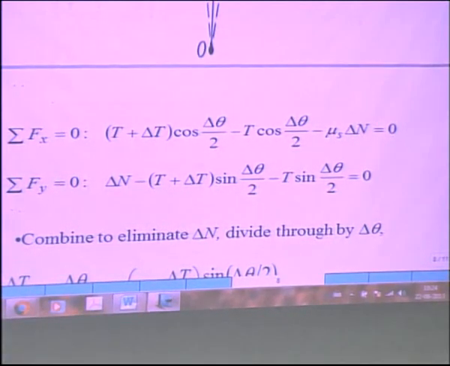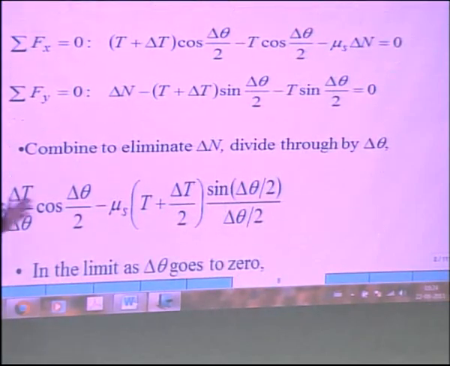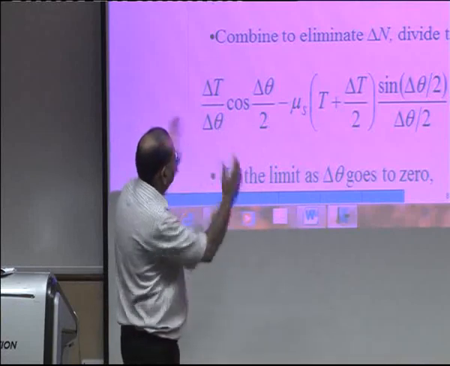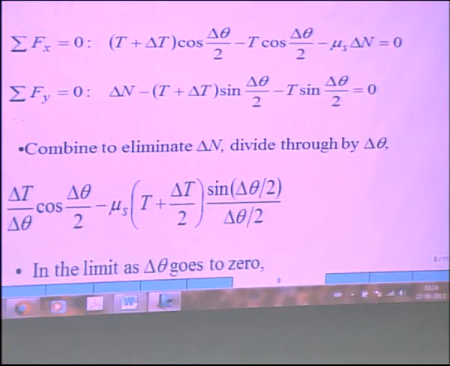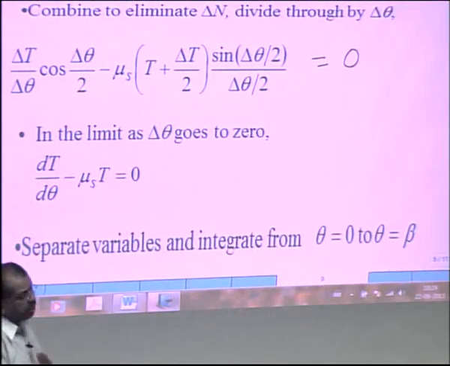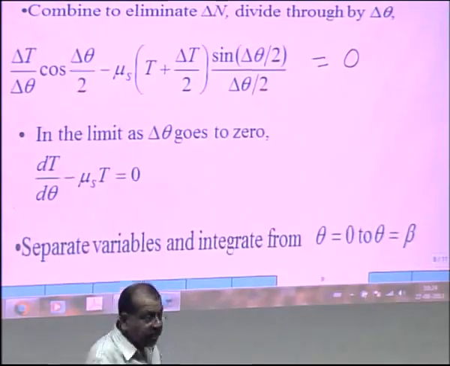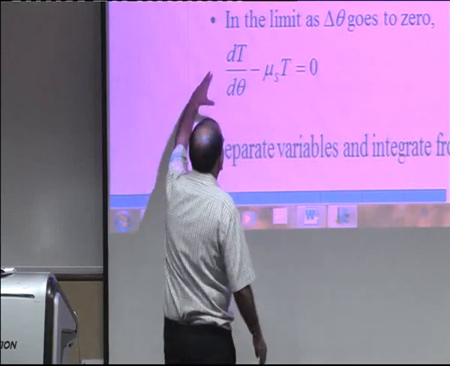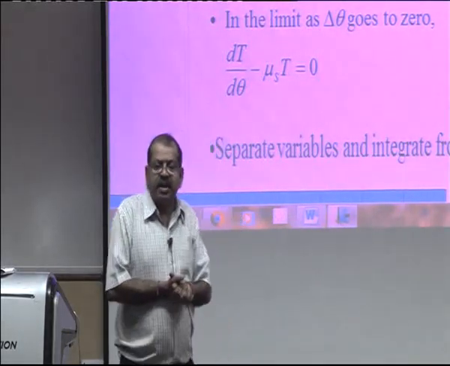So we get the value of delta N, and that delta N is fed into the first equation. When we do that, what we get is delta T cosine delta theta by 2 is equal to mu s times T times delta theta. In the limit, as delta theta goes to 0, sin delta theta by delta theta becomes equal to 1, and that means angle theta is in radians, not in degrees. So eventually we get dT by d theta minus mu s T is equal to 0. That is the relation we get.